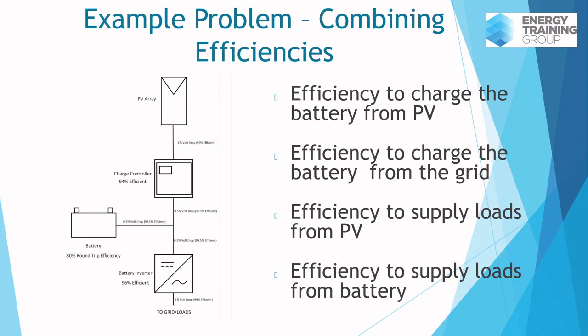Now let's do an example problem where we're going to combine some efficiencies. These questions should look familiar to anyone who's attempted the system efficiency modules in our Grid Connect with Battery course. So we're going to quickly work out the efficiency to charge the battery from PV, our efficiency to charge the battery from the grid, our efficiency to supply loads from the PV, and our efficiency to supply loads from the battery. So let's work through them one by one.